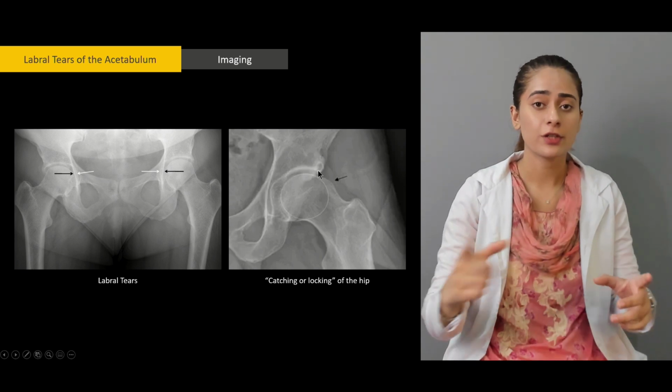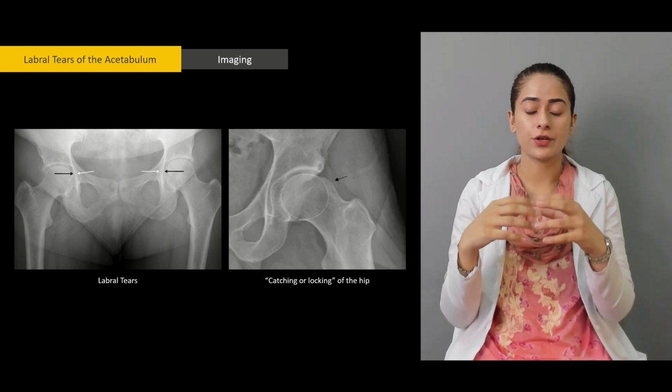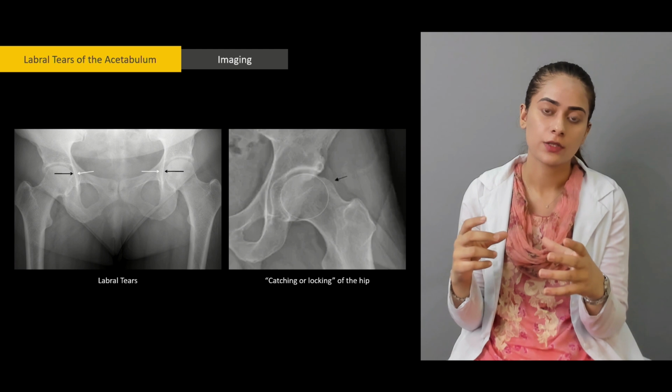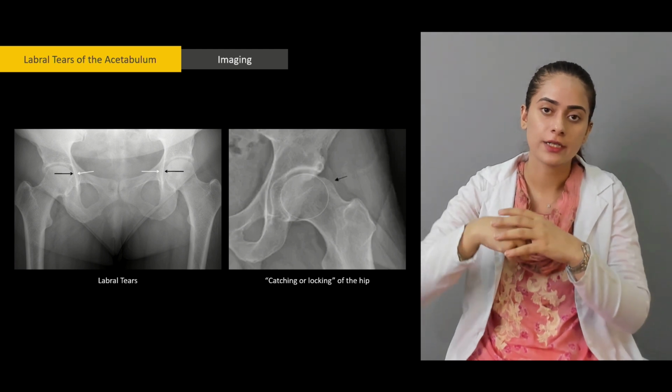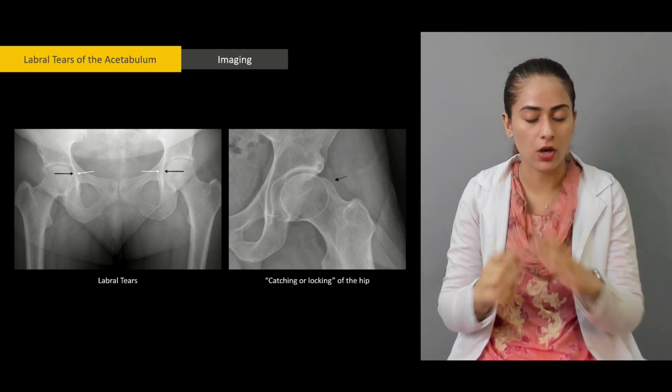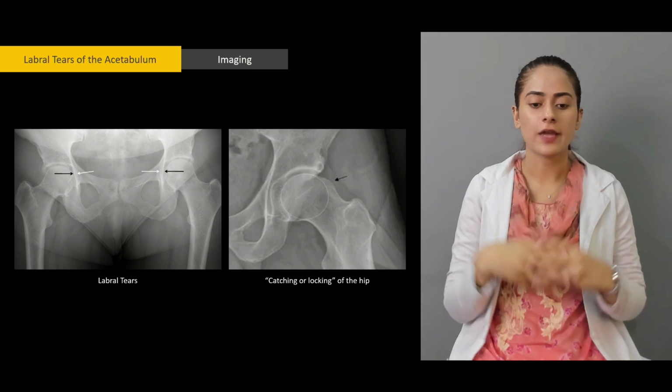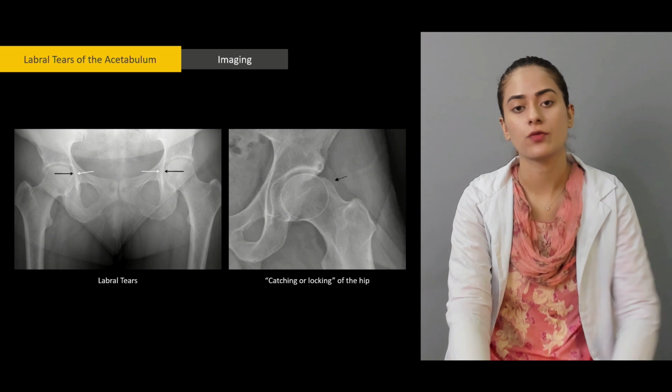When there is some labral damage, there will be a click on movement. The leg will lock and then unlock, lock and then unlock, and with that there will be a clicking sound. So that can also help you with your diagnosis of some labral tear.